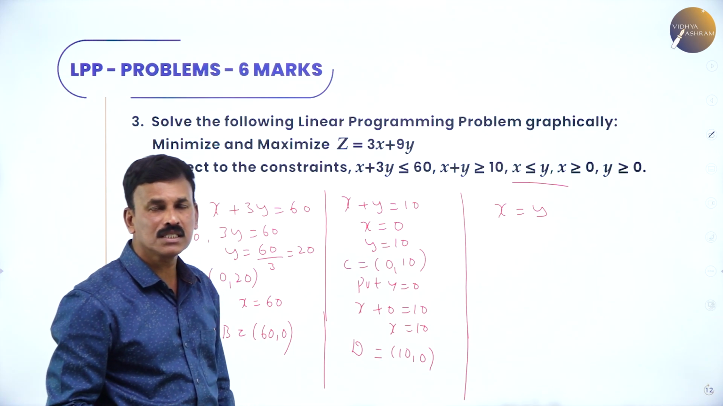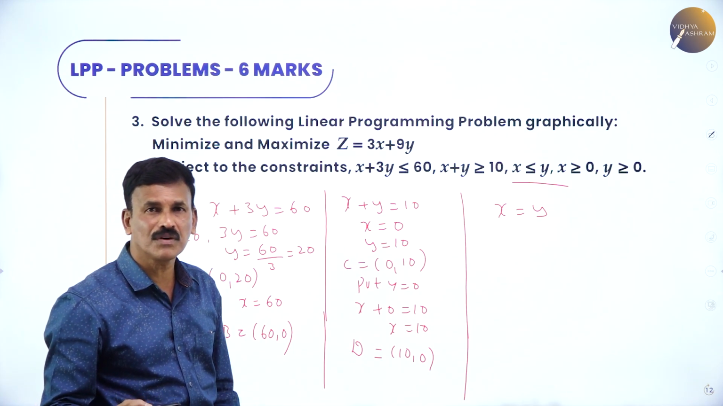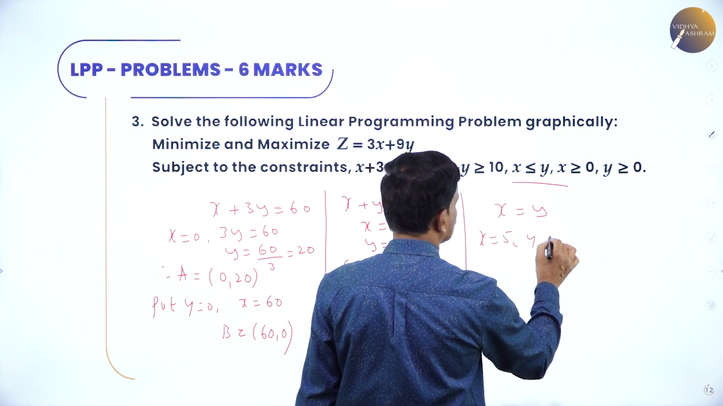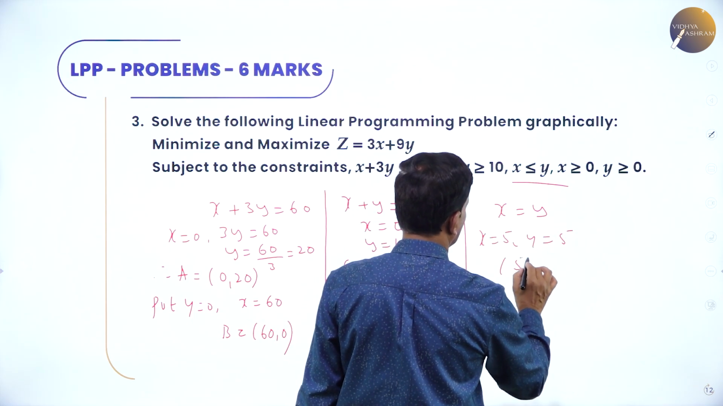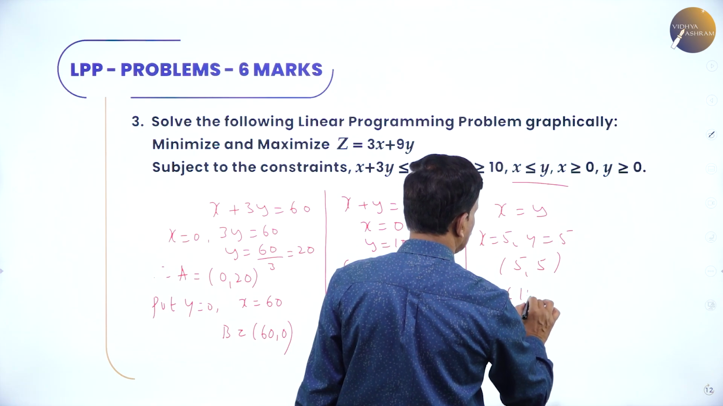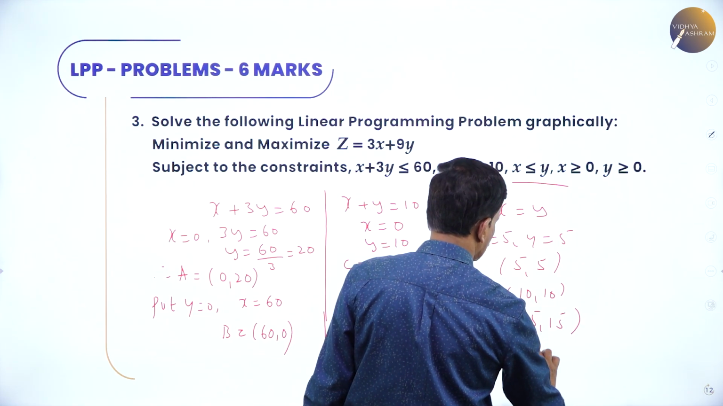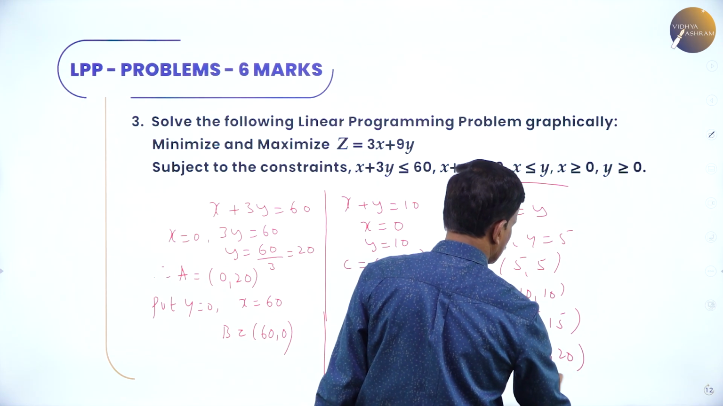Now here, since x is equal to y, you can take any value: 5, 5. So if x is equal to 5, y is also equal to 5. One point is 5, 5. Other point 10, 10. 15, 15. Or 20, 20. Any points you can take.